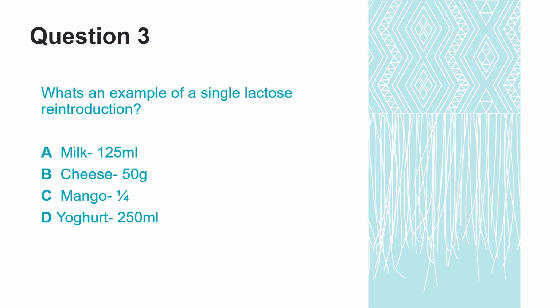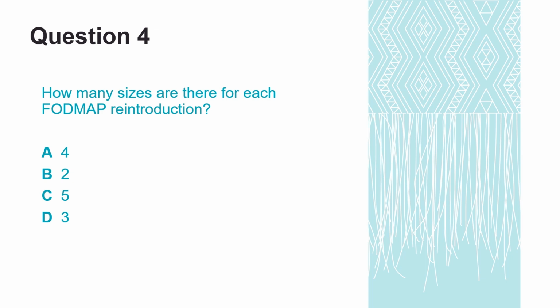So hopefully you've all remembered or used the app or resources to figure out it's milk at 125 mils, as the yogurt at 250 mils would be a lactose reintroduction, but that would be for the second day of a FODMAP reintroduction due to the portion size. Question 4. How many servings are there for each FODMAP reintroduction? A, 4, B, 2, C, 3, or C, 5, D, 3. Hopefully you've remembered there are 3 FODMAP reintroduction portion sizes for each FODMAP category.